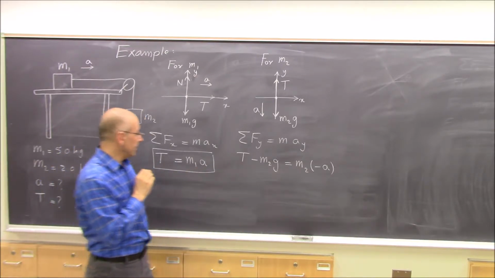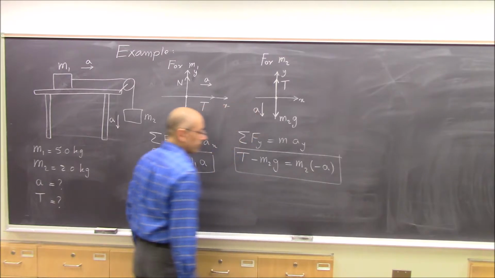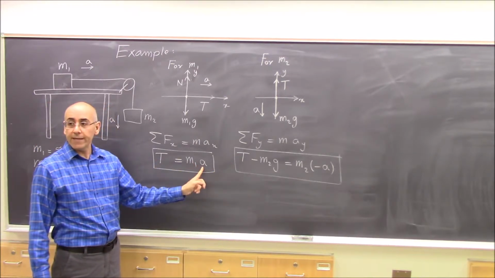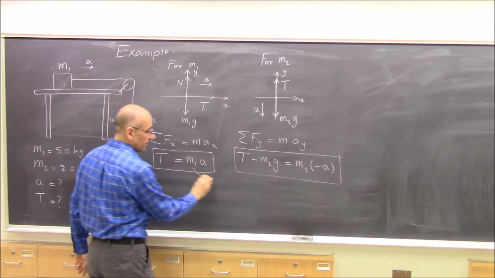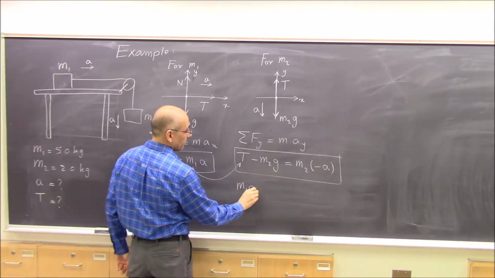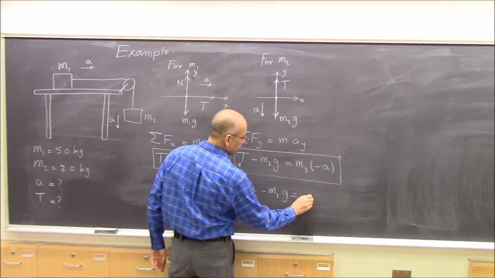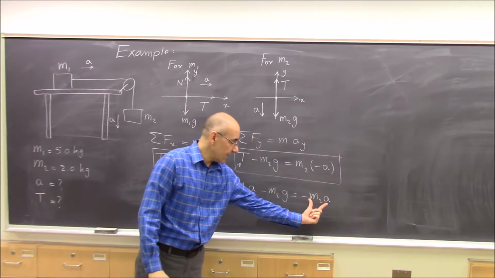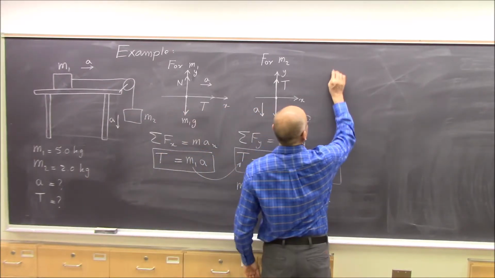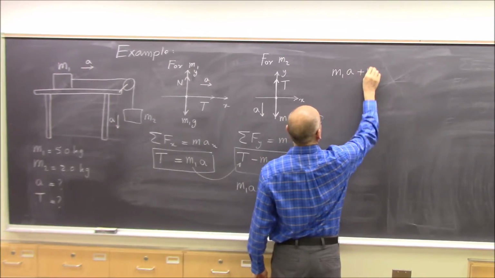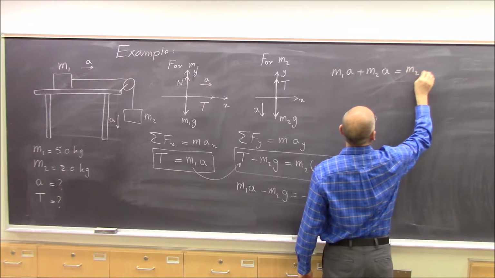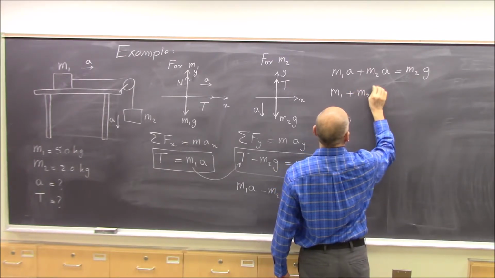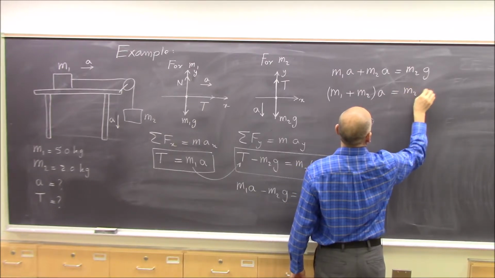Now we have this equation and this equation for two unknowns. You see here, if I replace T in this equation by m1a, you get m1a minus m2g equals negative m2a. And if I solve for a, what do I get? I move m2g to the other side, m2a to this side. I get m1a plus m2a equal to m2g. And you can say m1 plus m2 times a equal to m2g.